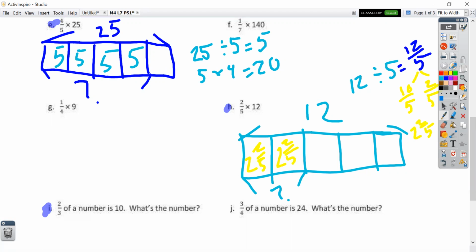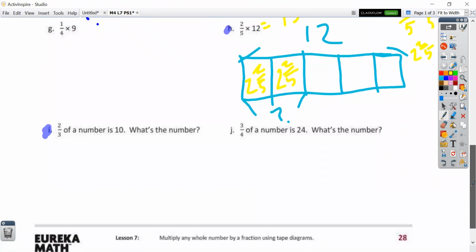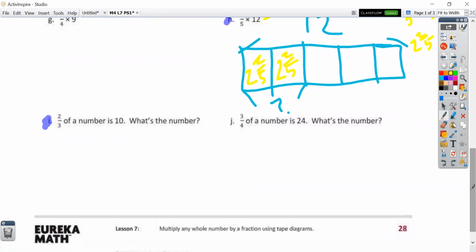So if I put those together, 2 plus 2 equals 4. 2/5 plus 2/5 is equal to 4/5. Okay, so apologize for not having an example like that when we're working together. But hopefully you remember to just unpause me and see.